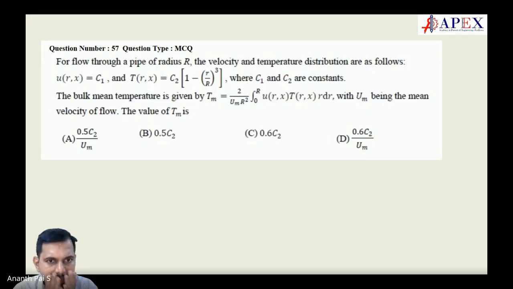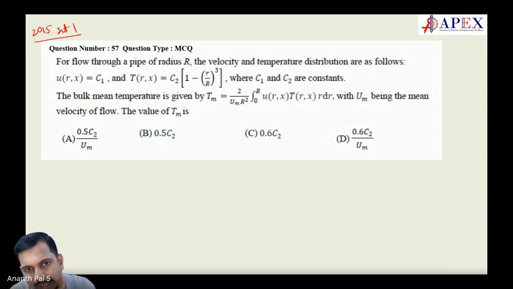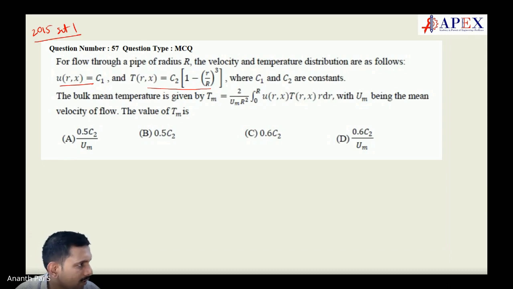So the problem is flow through a pipe of radius r. This is from 2015 set 1. Flow through a pipe of radius r. The velocity and temperature distributions are given: U of r,x is equal to C1 and T of r,x is equal to C2 (1 - (r/R)^3), where C1 and C2 are constants. The bulk mean temperature is given, with Um being the mean velocity of the flow. The value of Tm is all easy, you just have to do the integration.